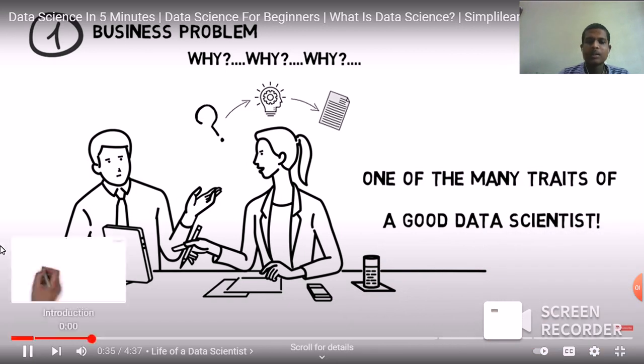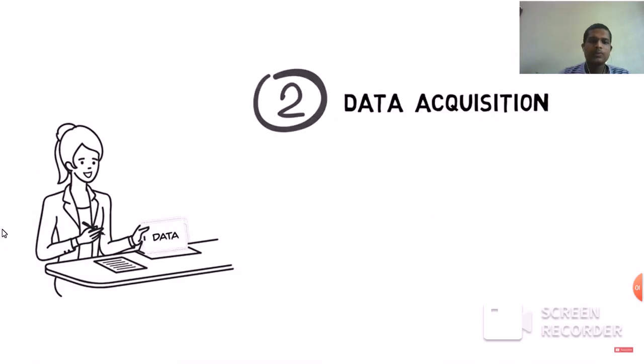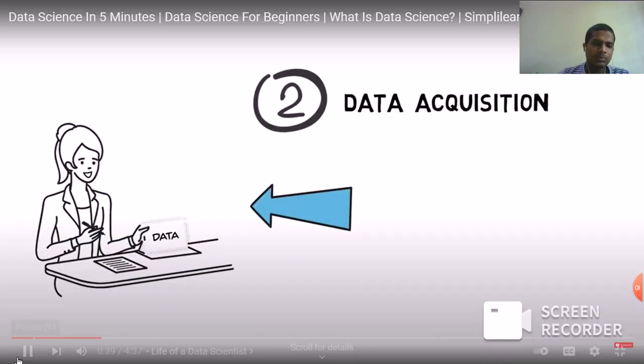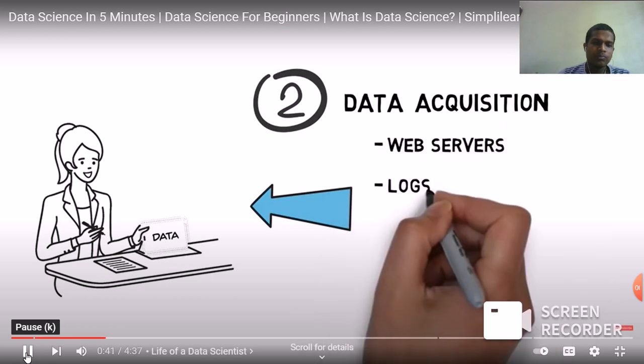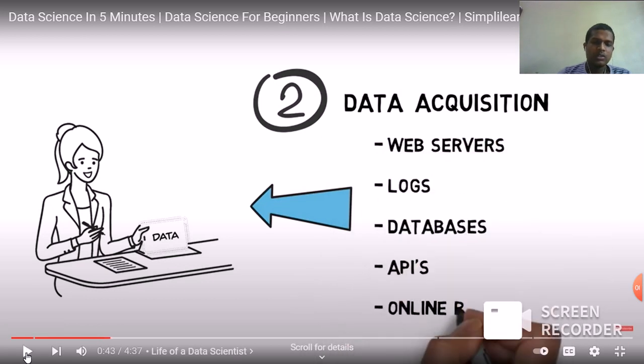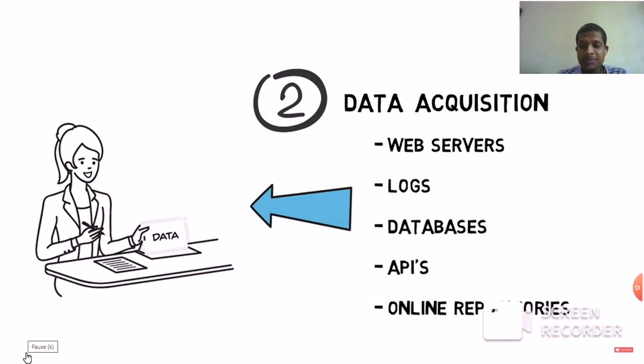Now, she gears up for data acquisition to gather and scrape data from multiple sources like web servers, logs, databases, APIs, and online repositories. So here the data is being explored and collected from different sites. Oh, it seems like finding the right data takes both time and effort.